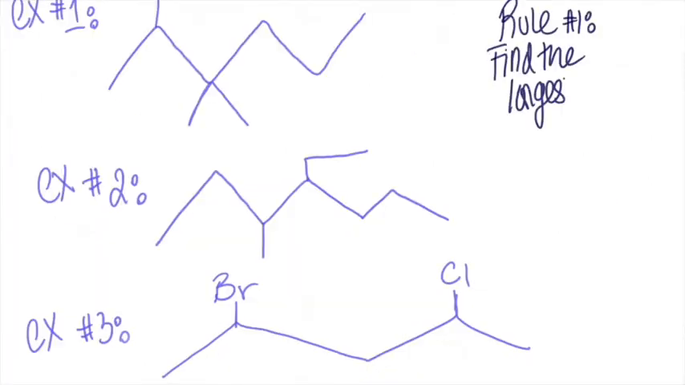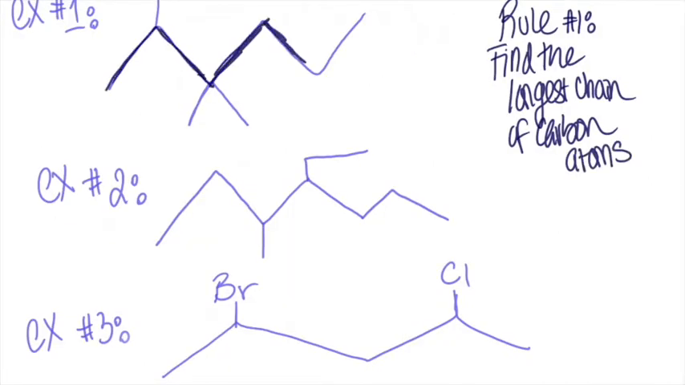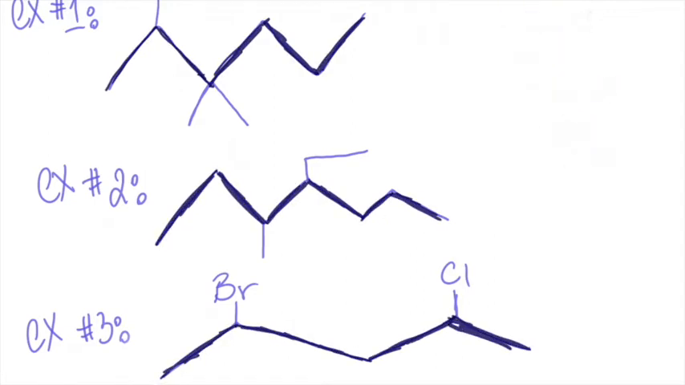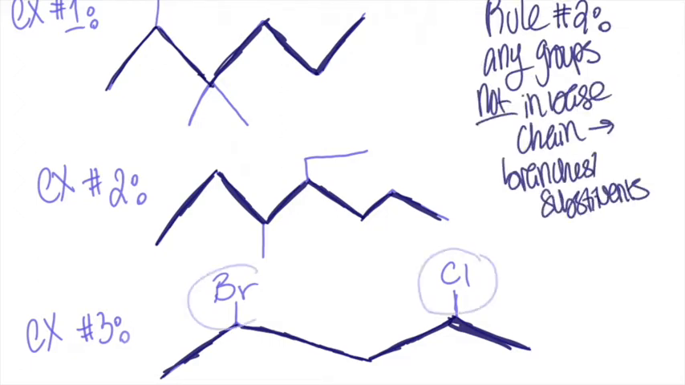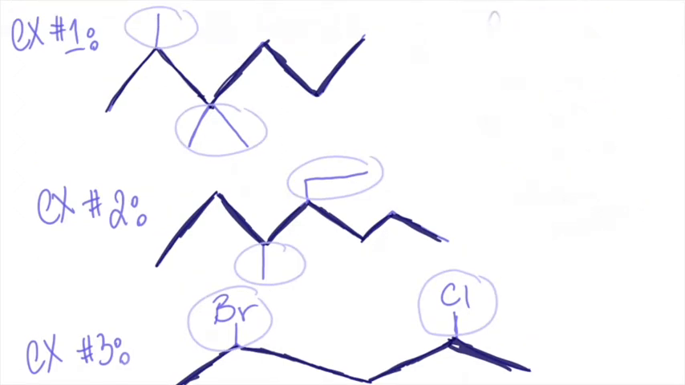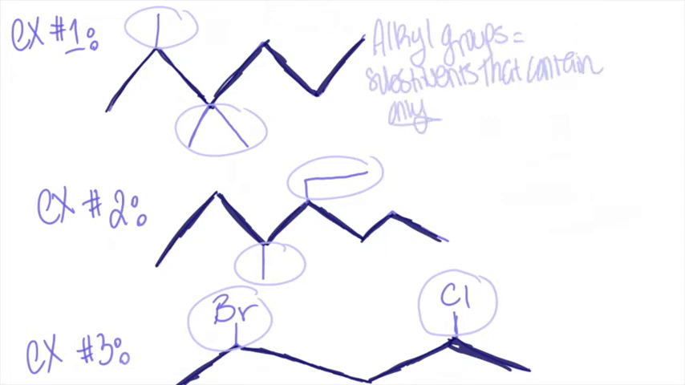First, we have to find the longest chain of carbon atoms in the compound. This will be your base or parent name for the alkane. Next, any carbon groups not part of this base chain are called branches, substituents, or alkyl groups. Alkyl groups are substituents that contain only carbons and hydrogens and are named the same way as the parent carbon chain, but their names end in yl.